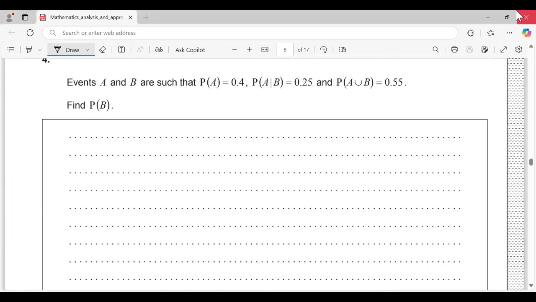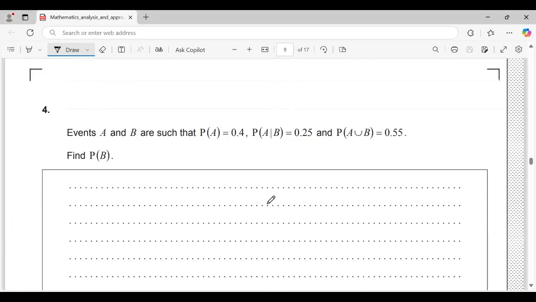Next question, number 4. Events A and B are such that probability A equals 0.4. The conditional probability of A given B equals 0.25, and the probability of A union B is 0.55. Find probability B.